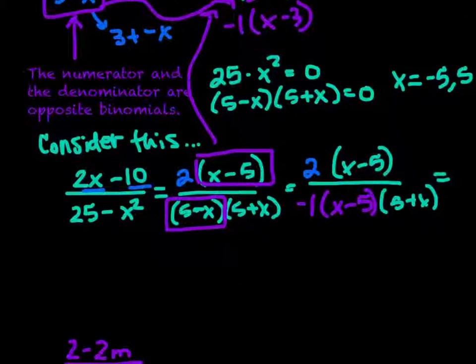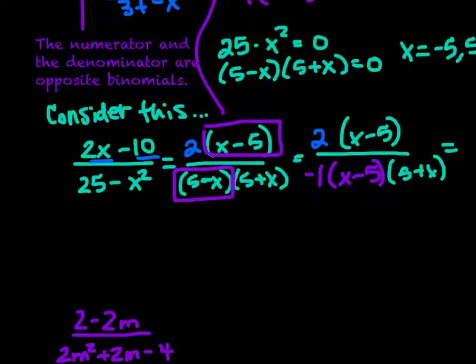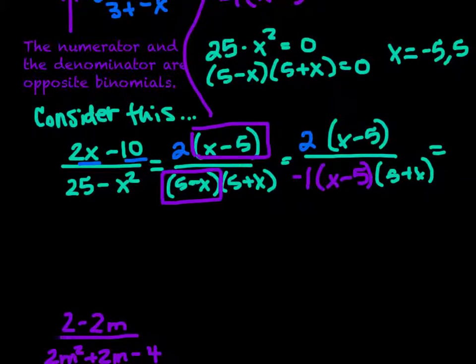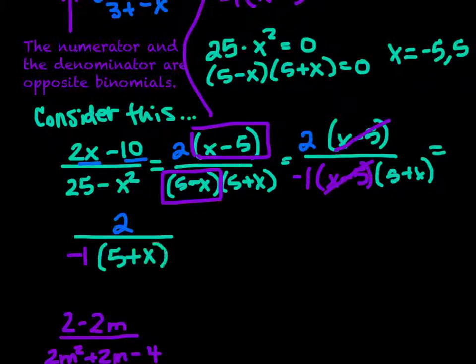We just need to find the one that we can divide out. I see an x minus 5 on the top and an x minus 5 on the bottom, so those essentially disappear. On the top, I'm left with a 2. On the bottom, we have a negative 1 times 5 plus x.